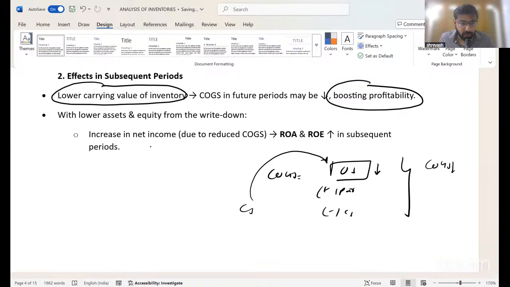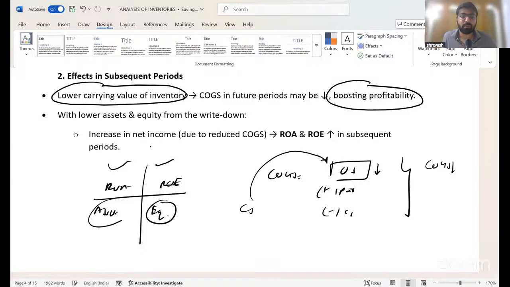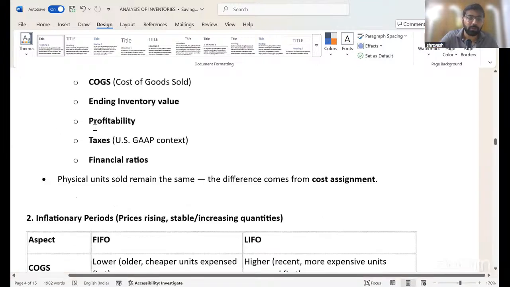Your equity will go up, right? Why? Because your retained earnings are going up because your profitability is increasing. And if your equity is going up because your profitability is increasing, ultimately what happens in return on assets and return on equity? In the numerator, you take your net profit, and if it is going up because of lower COGS, it will increase your ROA and ROE. Guys, I hope you understand that in the denominator of ROA and ROE, equity and assets, there is not going to be a massive impact, right? And that's what happens in subsequent periods.